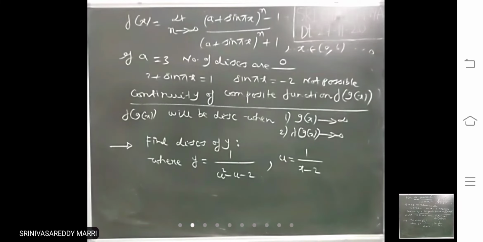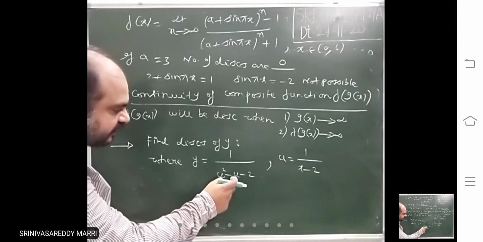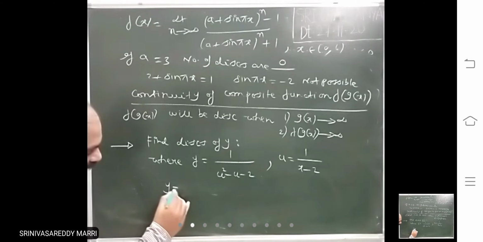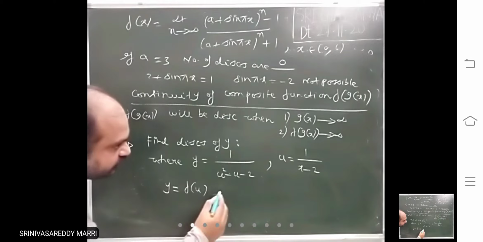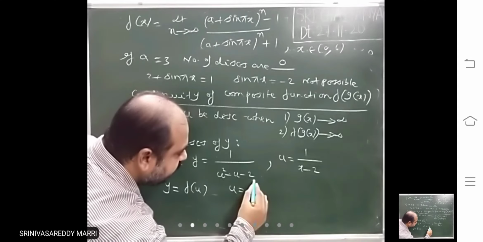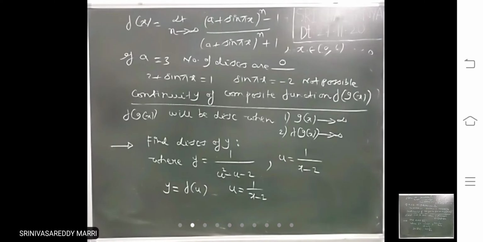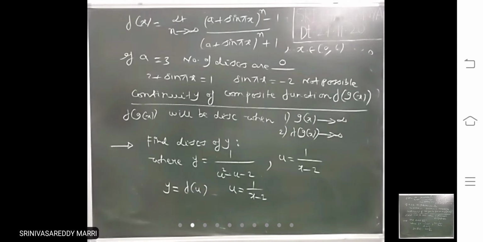Look at this. You have to find the discontinuities of this. y is in terms of u and u is in terms of x. This is called a composite function. This is f of u, where u equals 1 by x minus 2. f of u, where u is what? 1 by x minus 2.